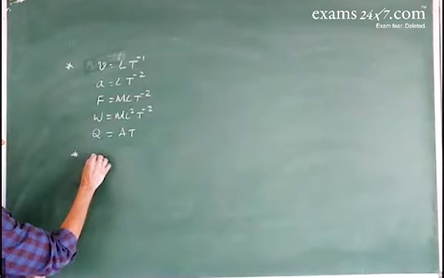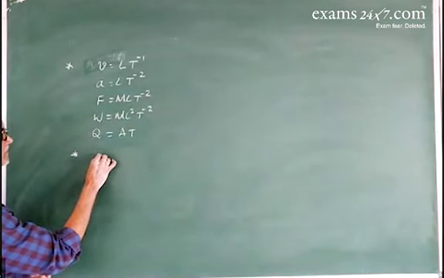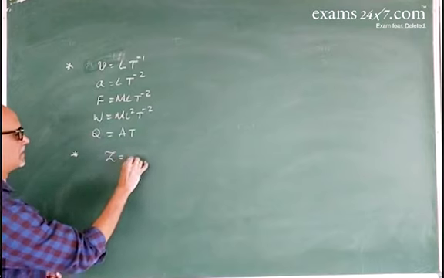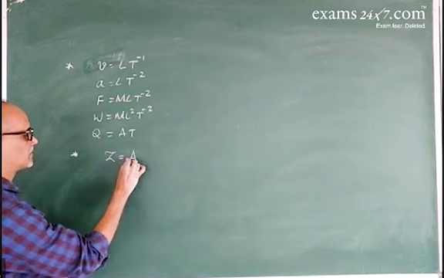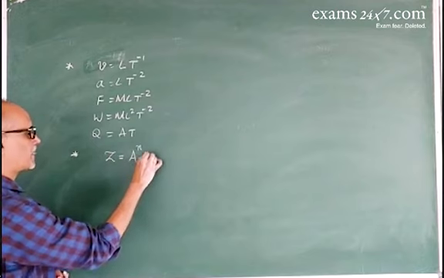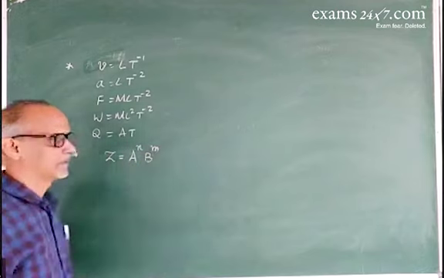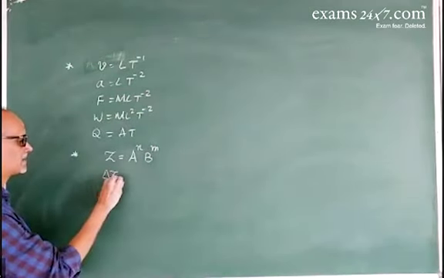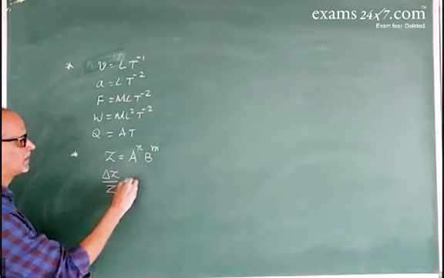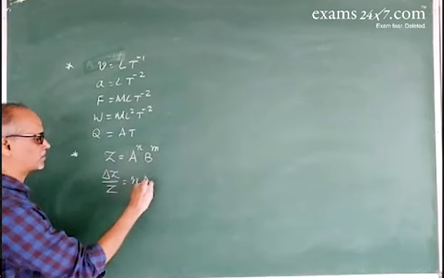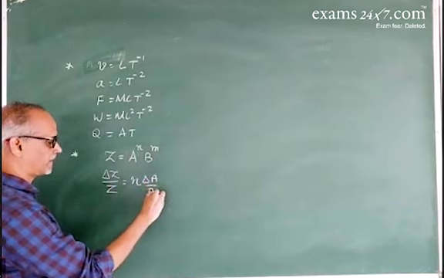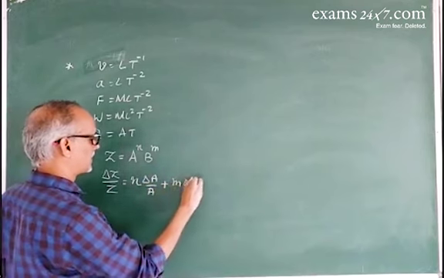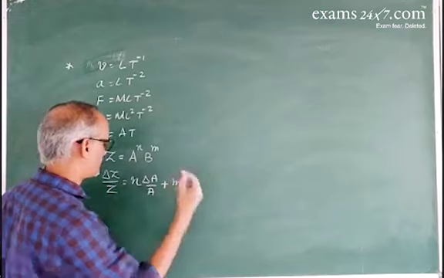Other point is error. If a quantity Z is given as a product of a to the power n and b to the power m, then the fractional error in Z, delta Z by Z, is equal to n times the fractional error in A plus m times the fractional error in B.